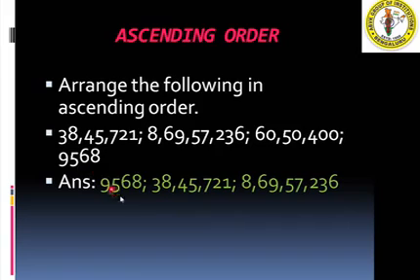So this is a small number. First we will write this one, 9,568. So now this is over. Now in this 3, which is the small number, you have to check.